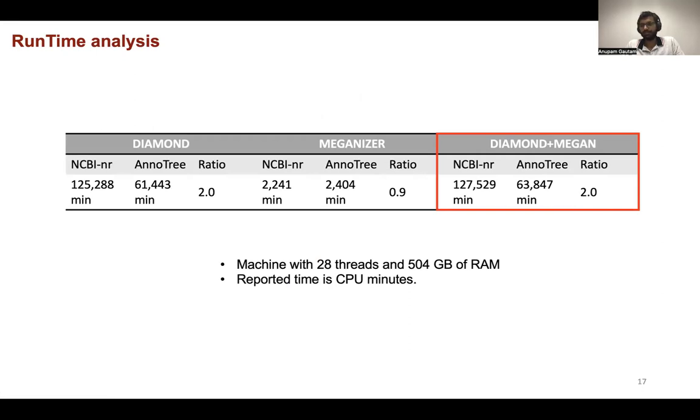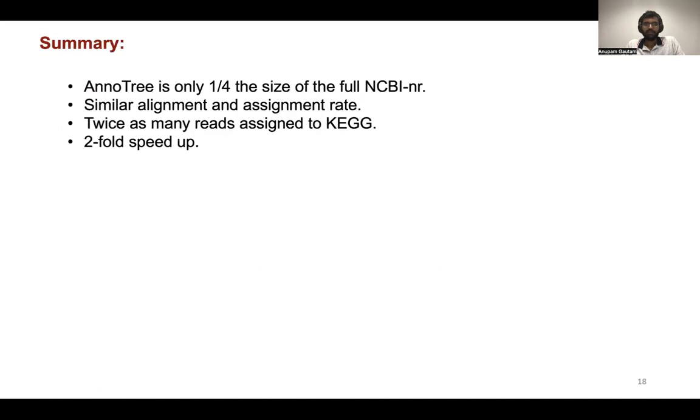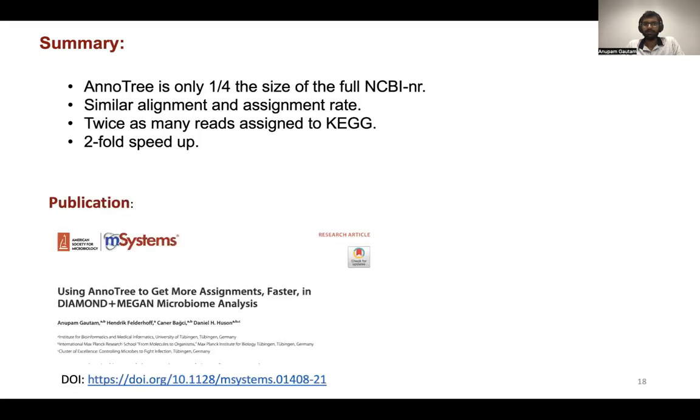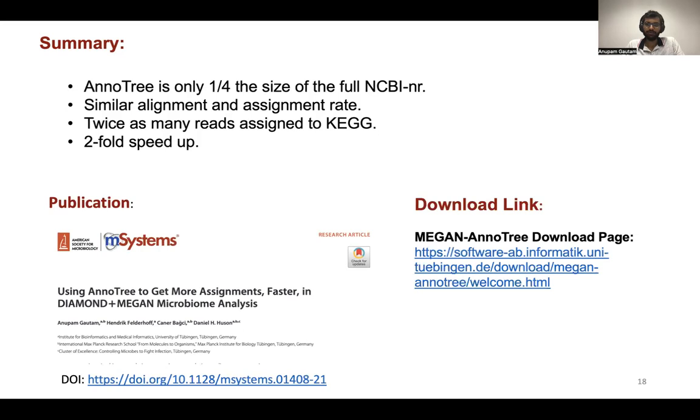So in summary, we can say AnnoTree is only a quarter the size of the full NCBI-NR, has a similar alignment and assignment rate. It assigned twice as many reads to KEGG, and there was a two-fold speedup. This approach is already out in M systems. And if you are really interested in microbiome-based analysis using the DIAMOND+MEGAN pipeline, you can download the data over here and carry out your runs.